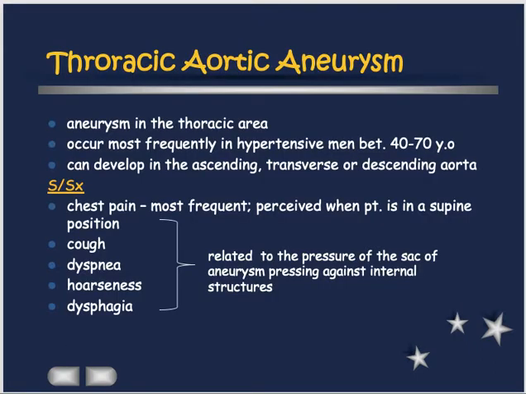Abdominal aortic aneurysm is the most common one. Of course, we will discuss abdominal aortic aneurysm in detail, but here you can see there could be thoracic aortic aneurysm, an aneurysm in the thoracic area, and it occurs in most of the hypertensive males from 40 to 70 years of age, and it can develop in the ascending, transverse, or descending aorta. How do they present?